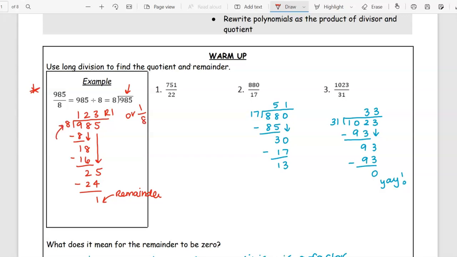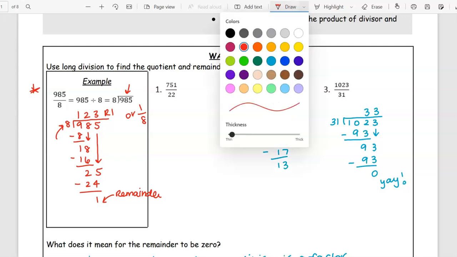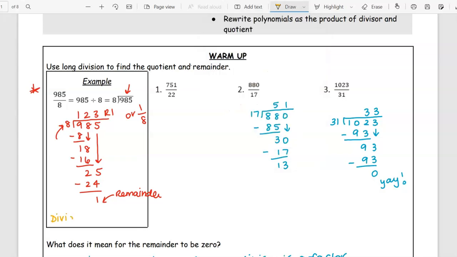8 goes into 18 how many times? Twice, because then I'll do 2 times 8 gives me 16. Subtract, I get 2. Bring straight down, we get 5. 8 goes into 25 3 times. 3 times 8 gives me 24. Subtract, I get 1. There's nothing left for me to bring down. So if you remember, this is called our remainder.